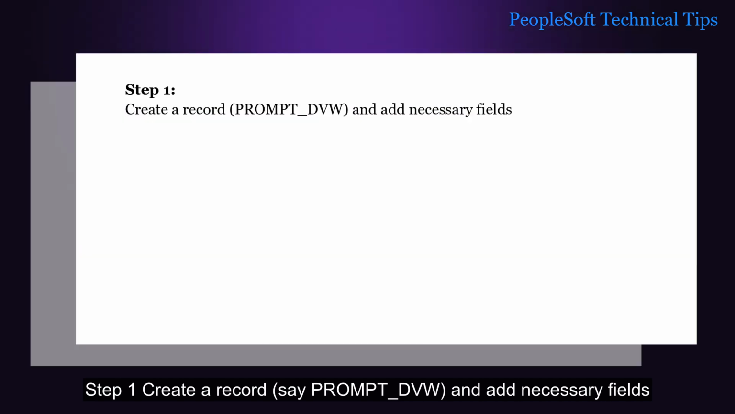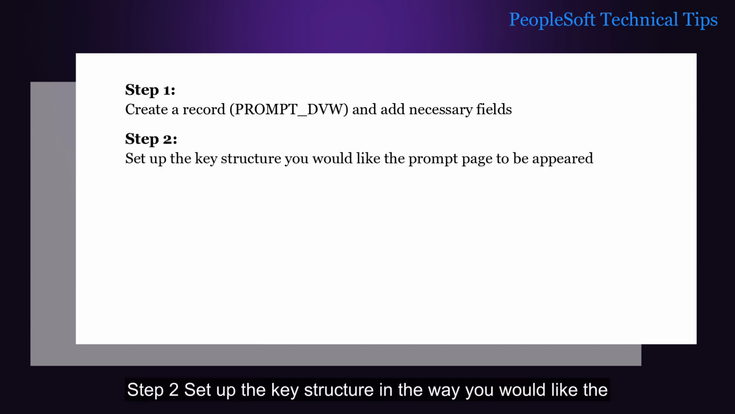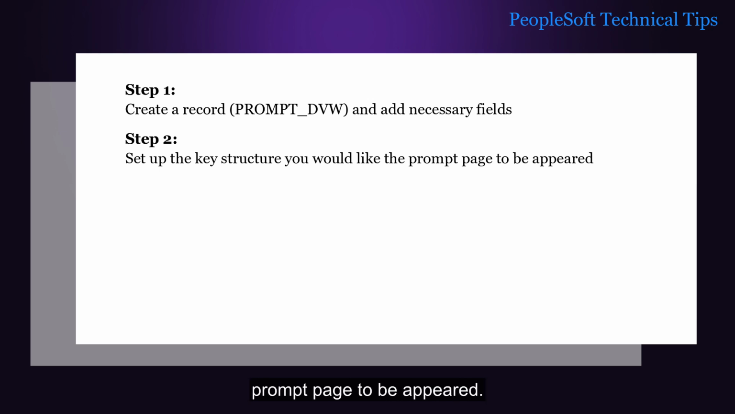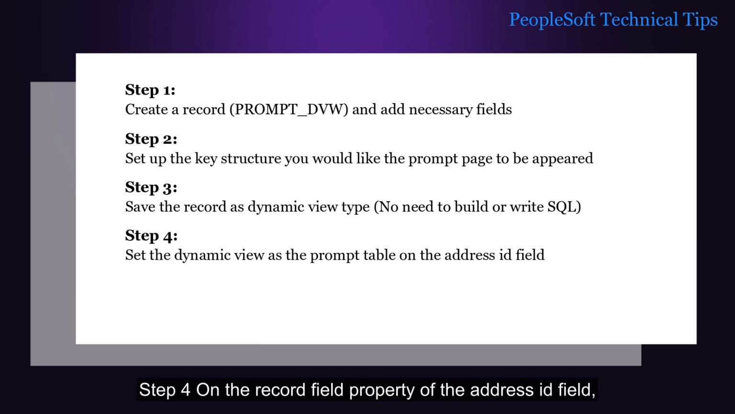Step 1. Create a record, say PROMPT_DVW, and add the necessary fields that need to be prompted. Step 2. Set up the key structure in the way you would like the prompt page to appear. Step 3. Save the record as dynamic view type. No need to build or write SQL for these kinds of records. Step 4. In the record field properties of the address ID field, set the dynamic view as the prompt table.